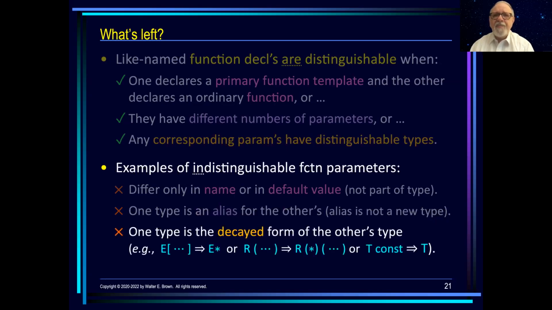Or if one type is the decayed form of the type of the other one. For example, one's an array type and the other one is a pointer type to the same elements. Or one's a function type and the other one is a pointer to that kind of function. Or one is const qualified and the other one is not. Okay?